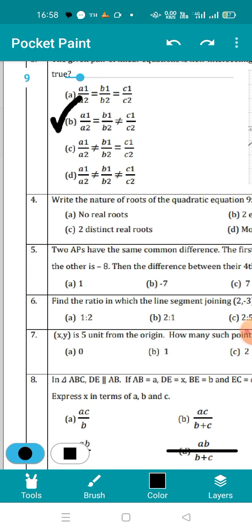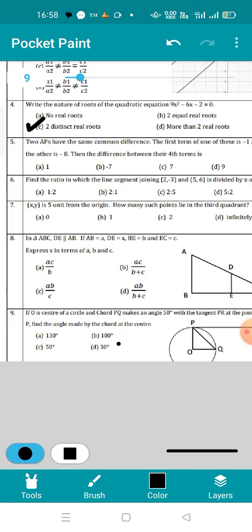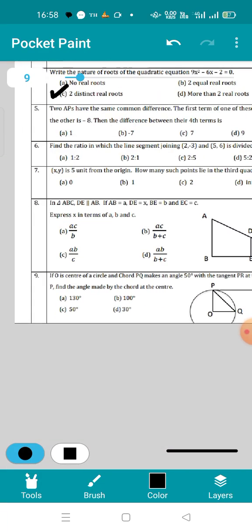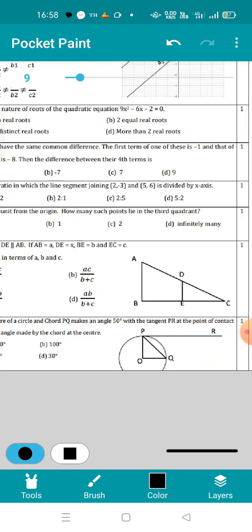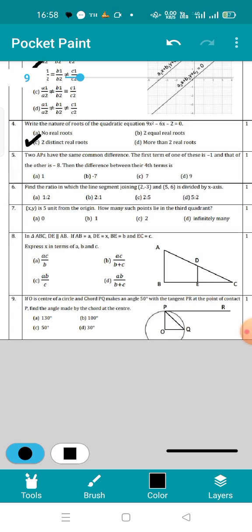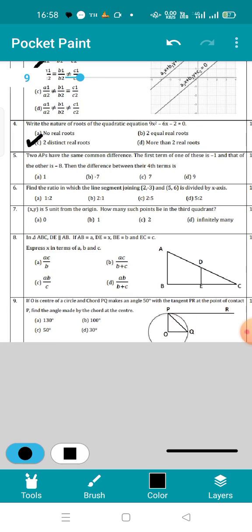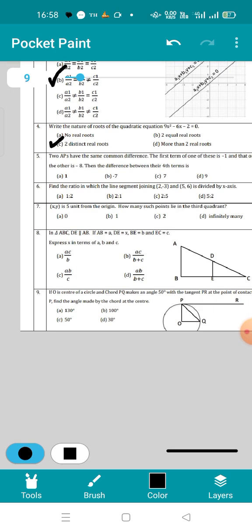So the fourth question, anyways, option C is right. Now let us look at the fifth question. Two APs have the same common difference. The first term of one of these is -1 and the other is -8. Then the difference between their fourth terms is.